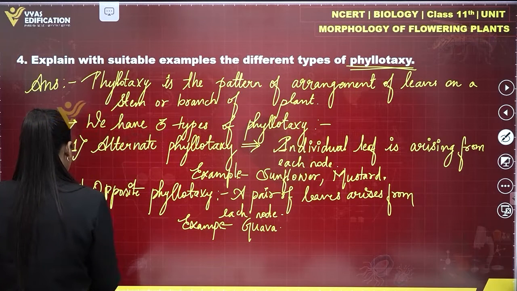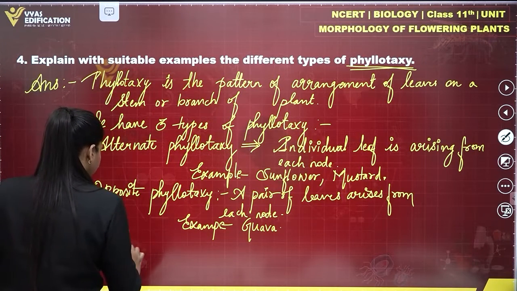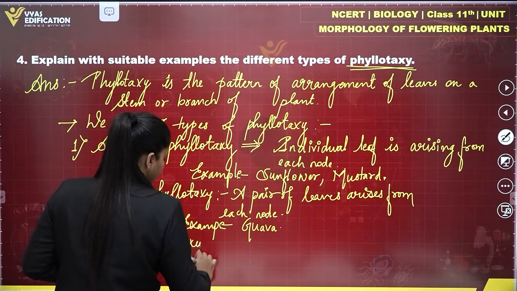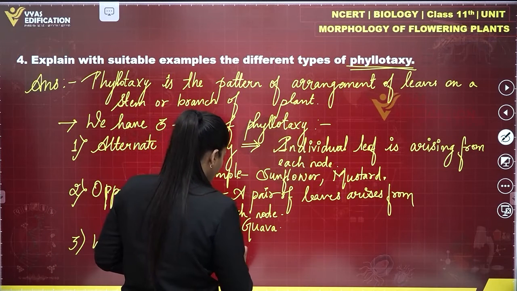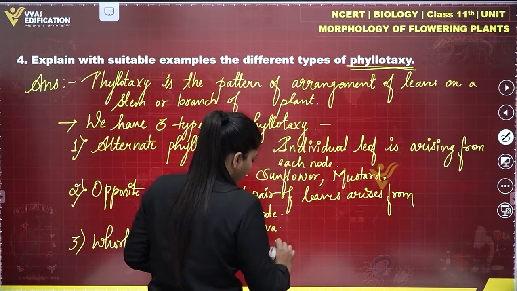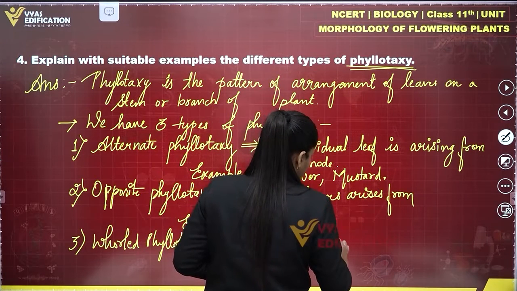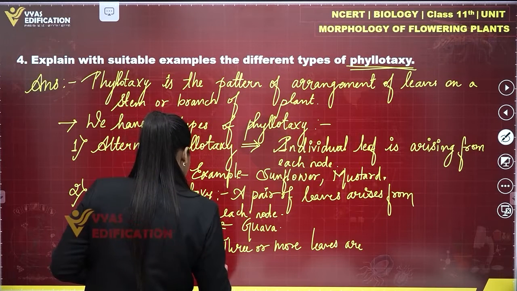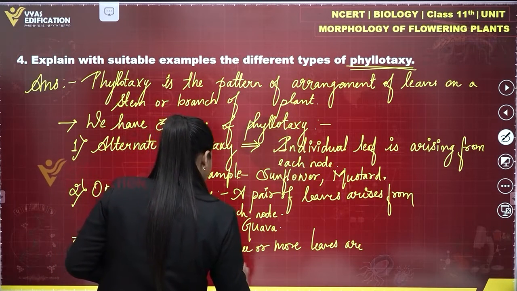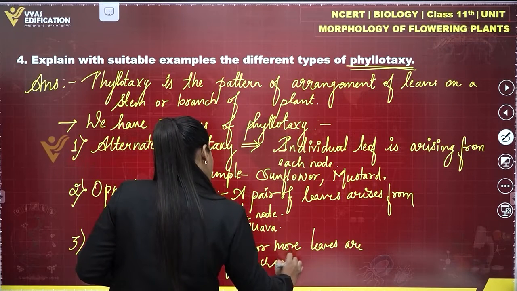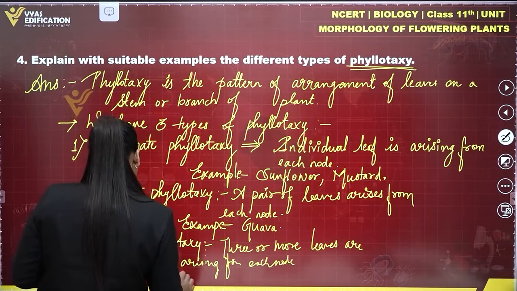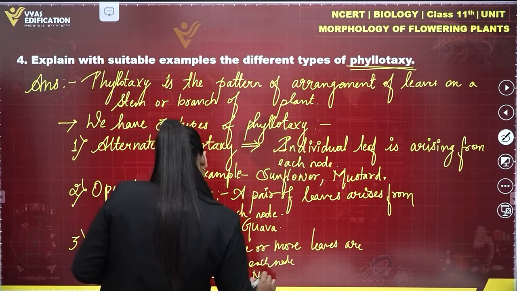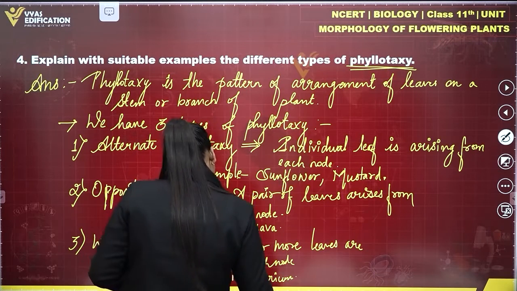The last one we have is whorled phyllotaxy. In this, 3 or more leaves are arising from each node. For this we have examples Alstonia and Nerium.